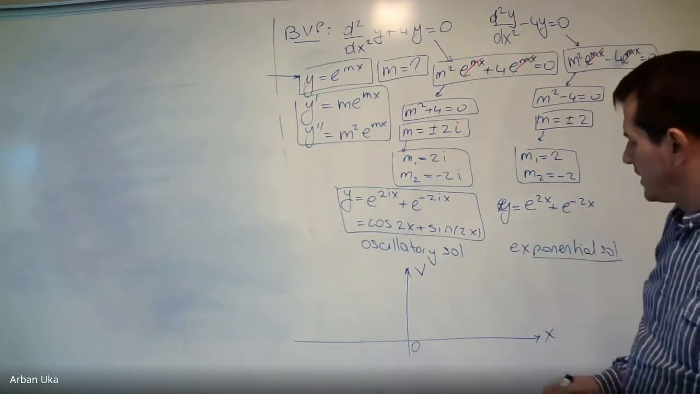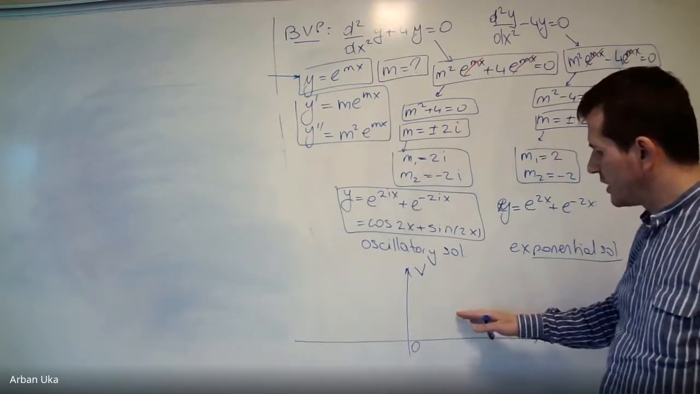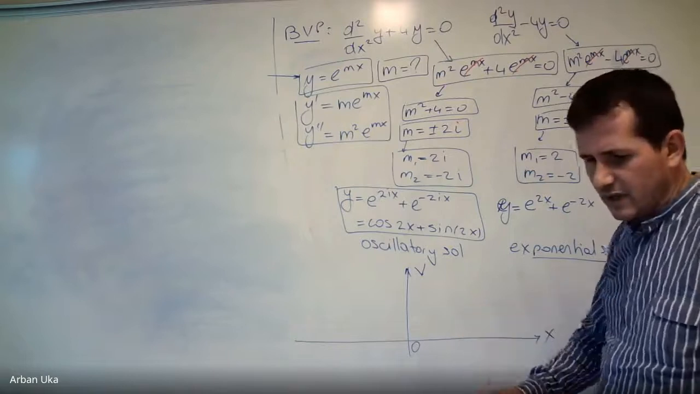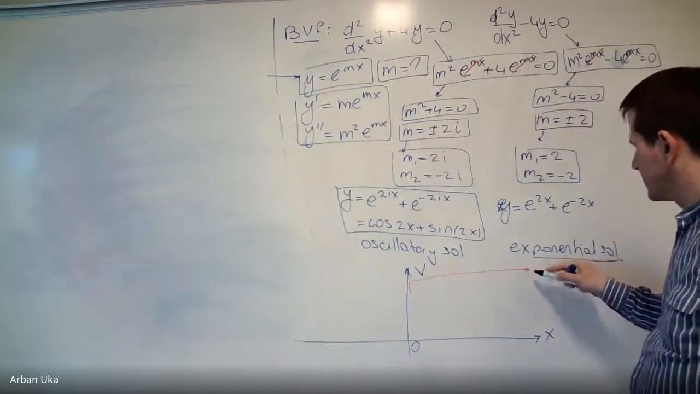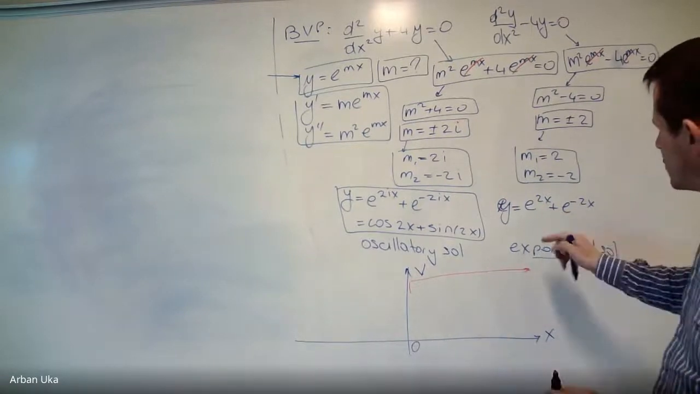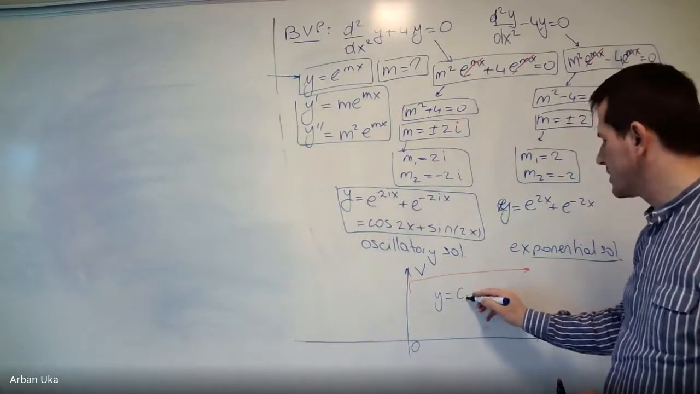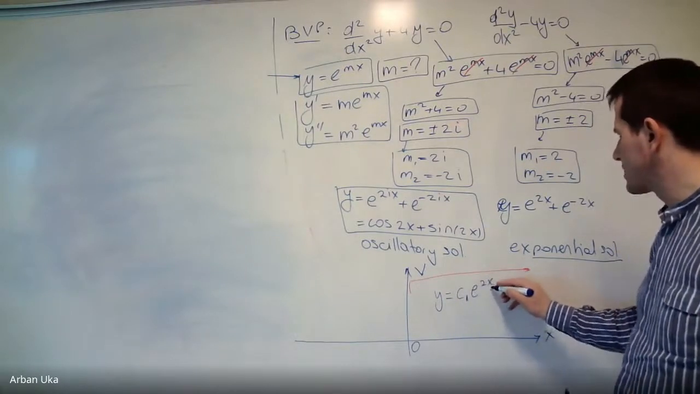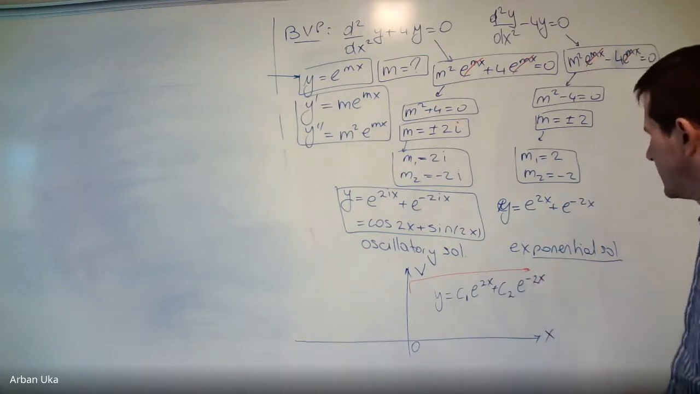Let's assume that the problem we're analyzing is defined from here up this way. So let's say our problem is defined here. Then a solution that looks like this: y equals a constant c1 e to the power 2x plus another constant c2 e to the power minus 2x.